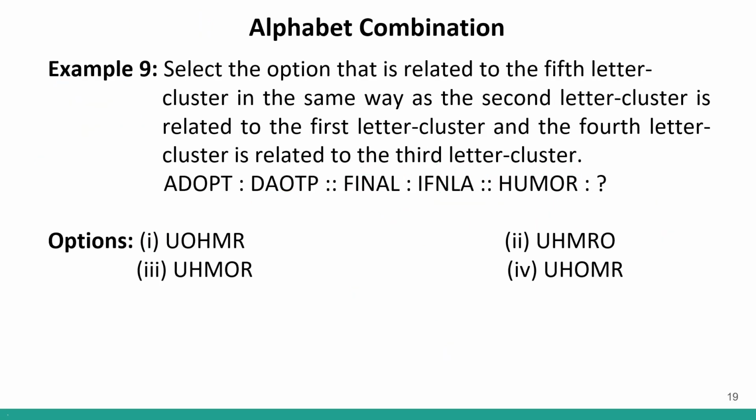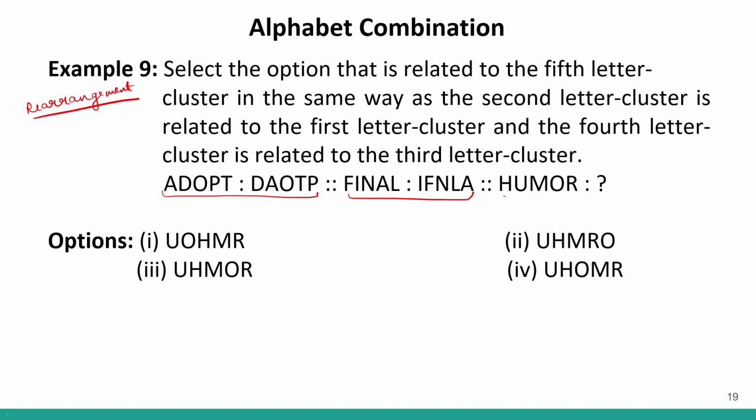Similarly, we have example number 9. Example number 9, we have to find the relationship in the first pair, the second pair, and similarly find the relationship in the third pair. Now, I can see similar letters, right? Between this ADOPT and this one, I can see similar letters. Similarly, in FINAL and this also, I can see same letters. So, this is a case of a rearrangement, right? So, let us check how these are rearranged.